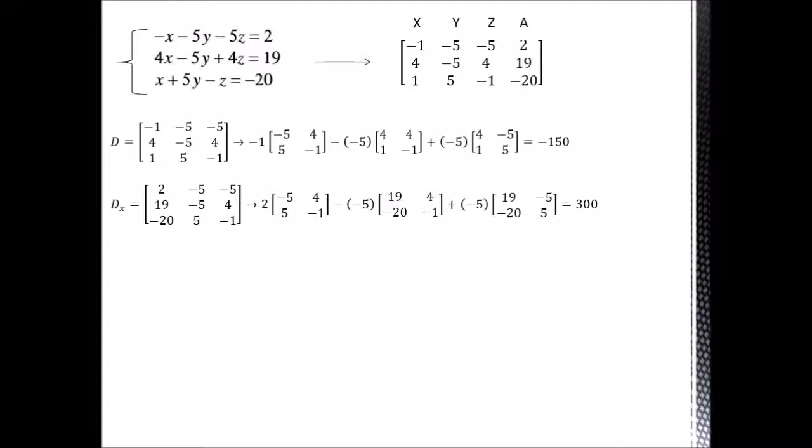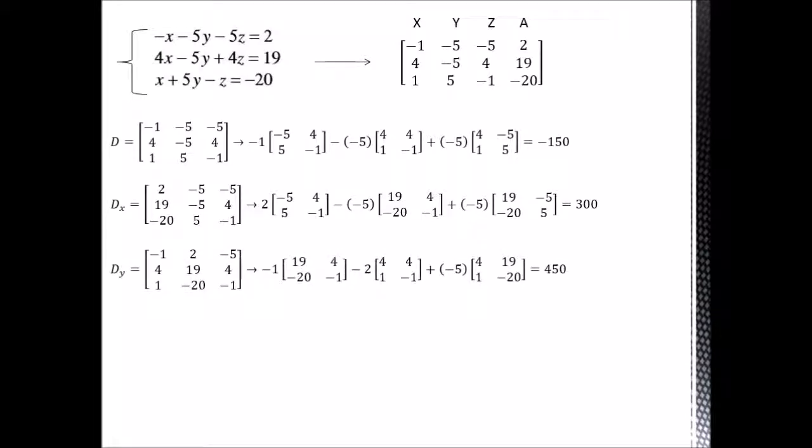Then we're going to repeat the process with d of x. Notice that the A column is now in the X column. So we have 2, 19, and -20 in that first column, and then everything continues as normal: -5, -5 and 5, and -5, 4, and -1. Just like before, you're going to take the determinant of this matrix. Notice how the signs change. The first sign is positive for the 2, and then it's minus -5, and then you add the -5 on the last matrix.